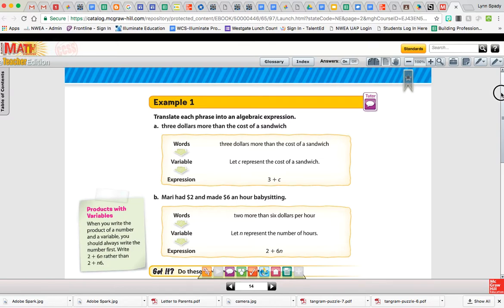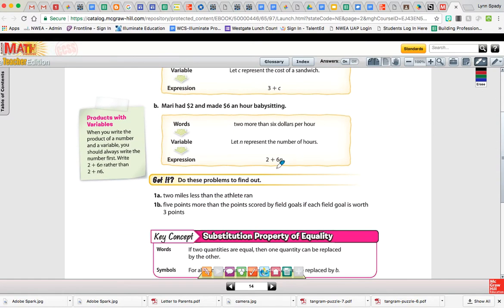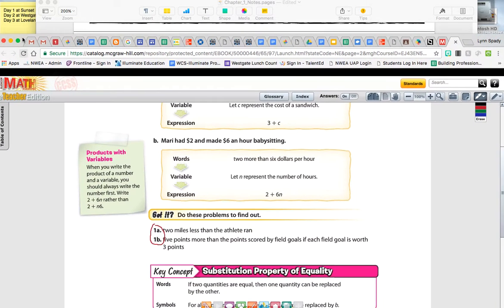Make sure you read through these lessons and examples, and you can also refer to the video tutors that are part of your online textbook. I'm going to jump down here to the Got It section. Remember that you can pause the video and try to work those out on your own and then hit play to see how you did. You can also follow along with me and just do those problems right on your note sheet.